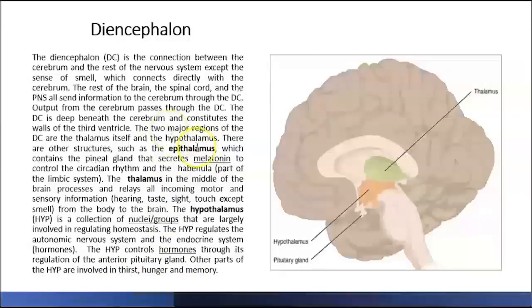The epithalamus consists of two main parts. One of them is the pineal gland, and the other one is the habenula. Habenula is part of the limbic system. The pineal gland is going to secrete melatonin, and is going to be necessary in order to control the circadian rhythm, which helps us distinguish between what is day and what is night.